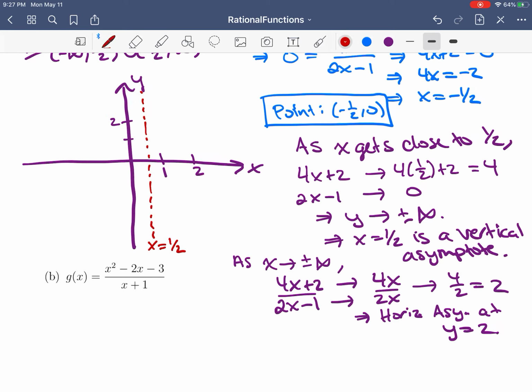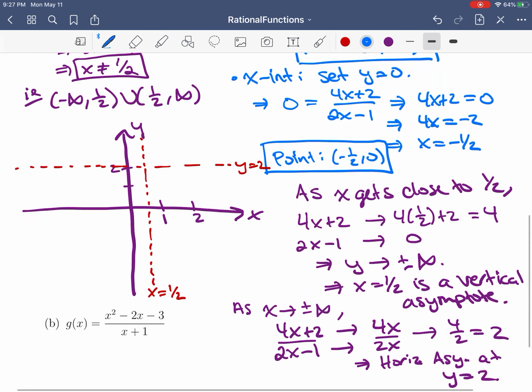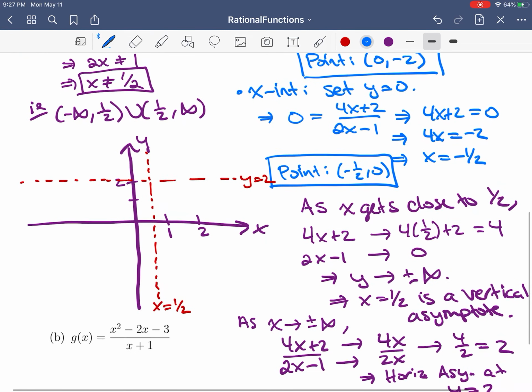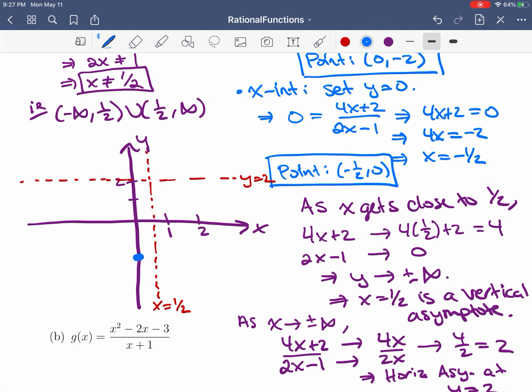Okay, so I want to put that on here as well. Now, horizontal asymptotes you can actually cross, but you don't always. So we're going to plot our points. So 0 is at negative 2, so that's down here. And at negative 1/2, we're at 0, so somewhere around there. And the shape is going to be similar to the shape for 1 over x.